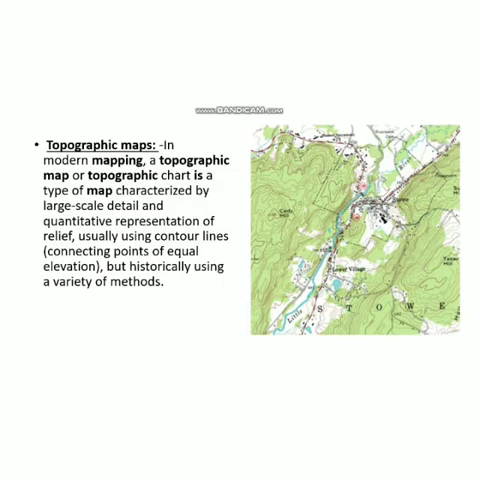Topographic map. In addition to these maps, there are topographic maps. In modern mapping, a topographic map or topographic chart is a type of map characterized by large-scale detail and quantitative representation of relief, usually using contour lines, but historically using a variety of methods. Students, contour lines means some imaginary line that connects points of equal elevation. Students, these maps give detailed information about local landforms, railway tracks, roads, rivers, streams, etc.